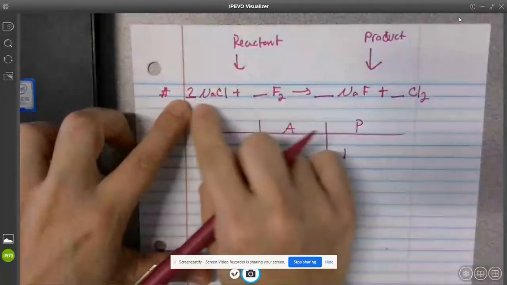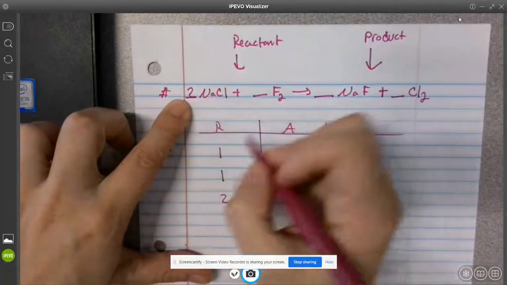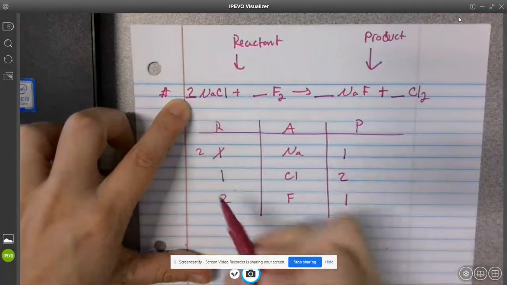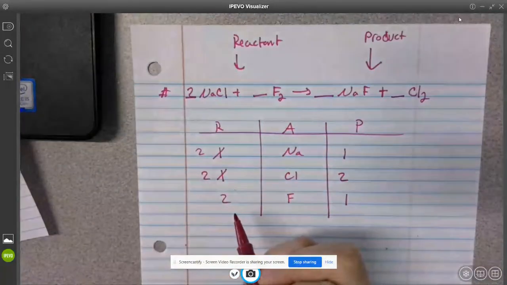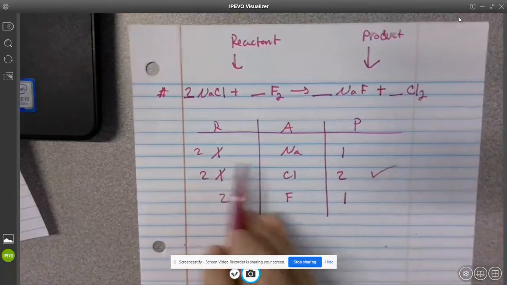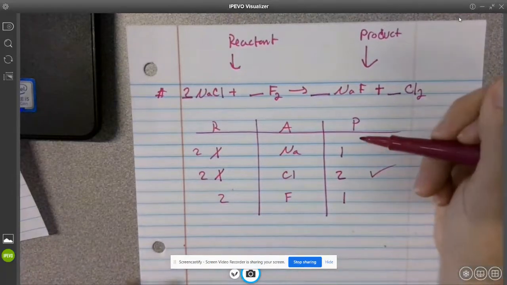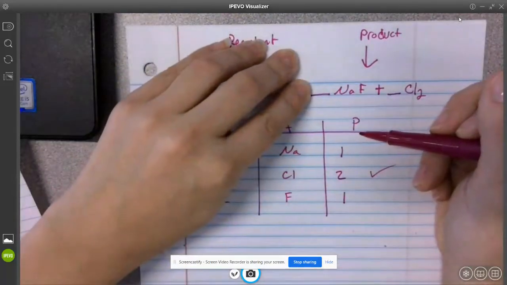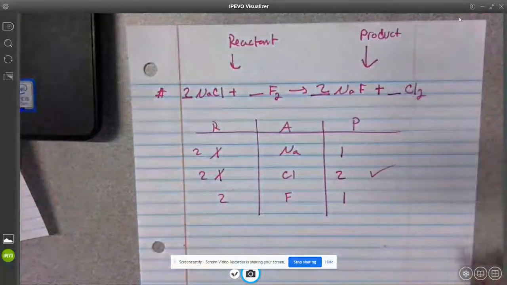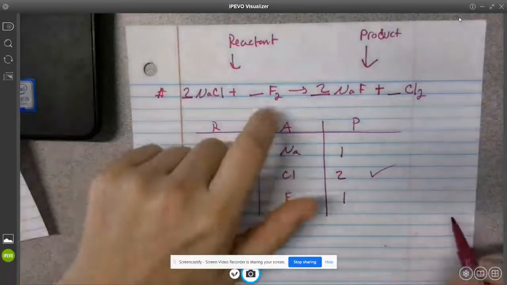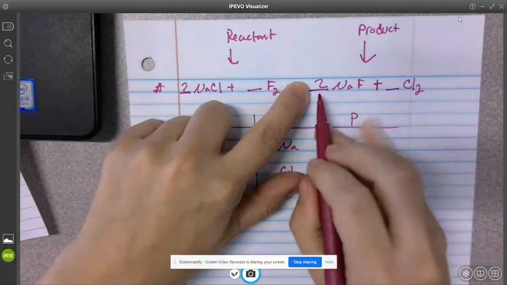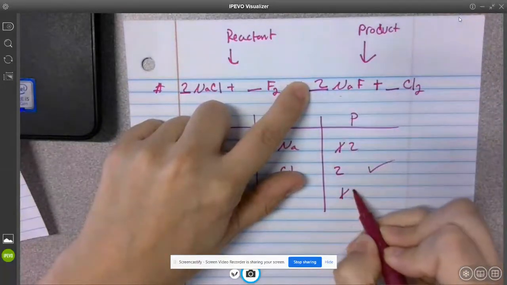And then I'm going to apply my coefficient. So 2 times 1 gives me 2 sodium, and again 2 times 1 gives me 2 chlorine. So now my chlorines match, but my sodium is off. So I'm going to increase my number of molecules over here. I'm going to put a second molecule of NaF. And again, it is a coefficient, so it's multiplied out. So 2 times 1 is 2, and again, 2 times 1 is 2.